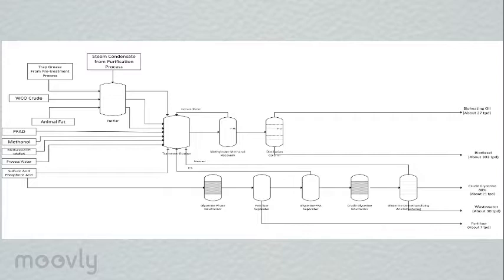Then, the process continues with the methyl ester phase recovery process. In this process, the methyl ester phase contains a certain amount of methanol, catalyst, and water. The catalyst is removed by using several washing steps. The excess methanol is recycled back to the transesterification process.